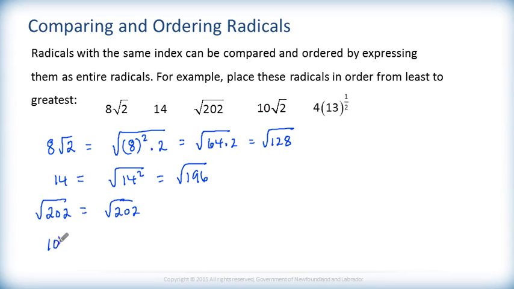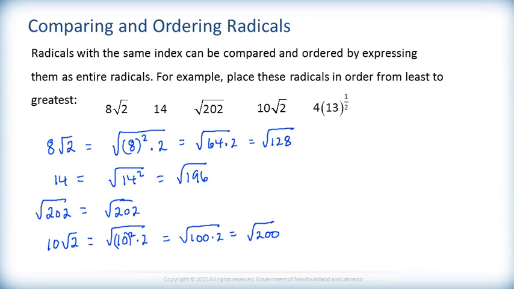10 times the square root of 2. Think of that as 10 squared times 2. And that gives us the square root of 100 times 2, which is the square root of 200.